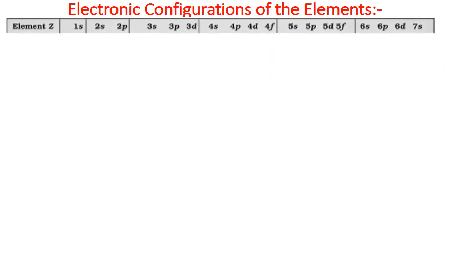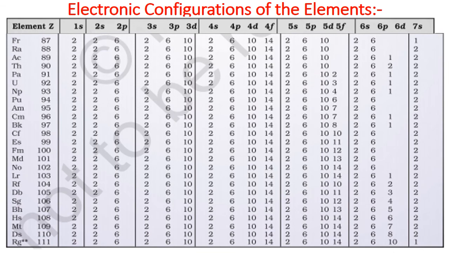For the elements of atomic number 87 to 111, 1s to 7s orbitals are filled.